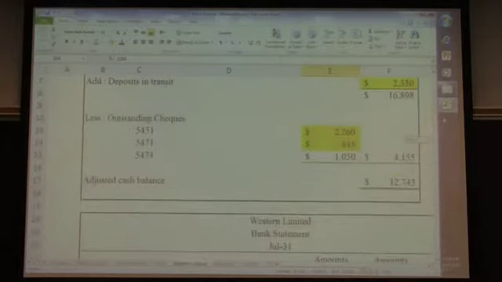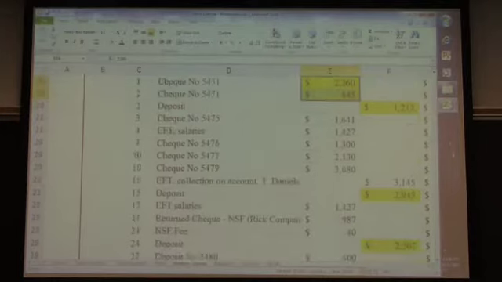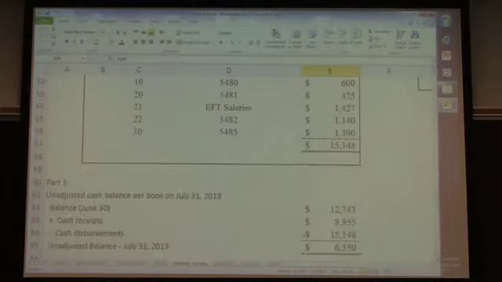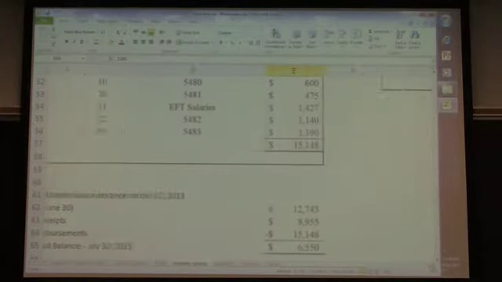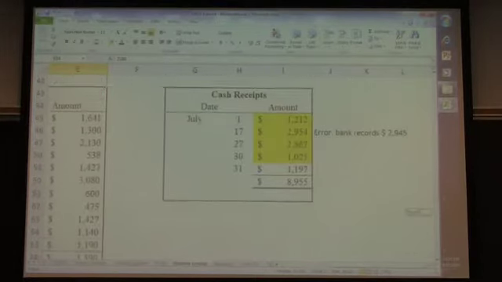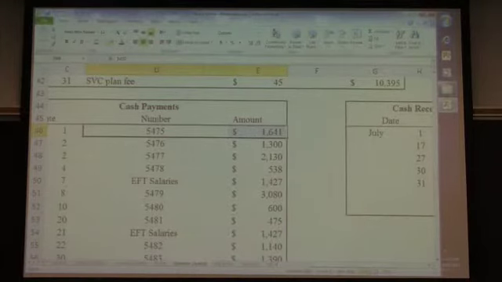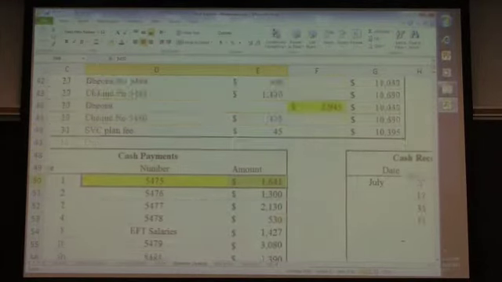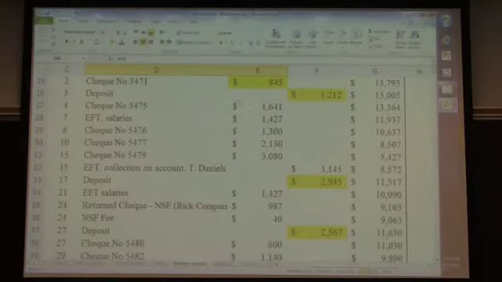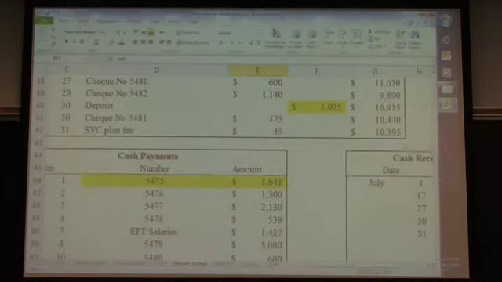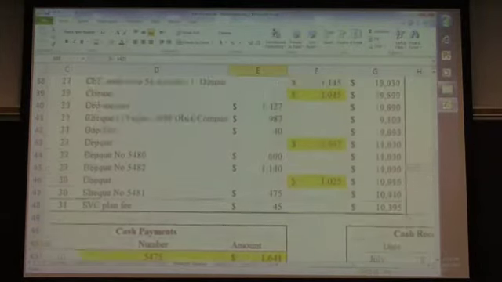And then they also have the 5475, which is what we have got here, 1641. And then we have 1427 and 1300. 1427 is an electronic payment of salaries, which they have recorded as well. So 1427 they have recorded here as well in the book, which has gone through the bank now.